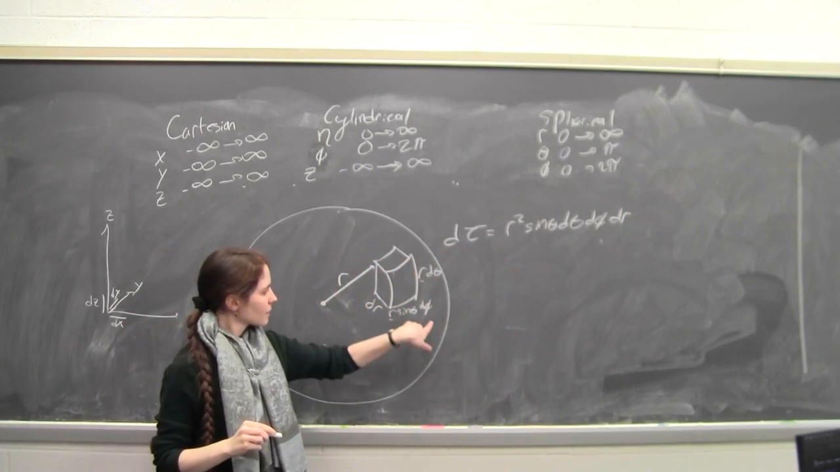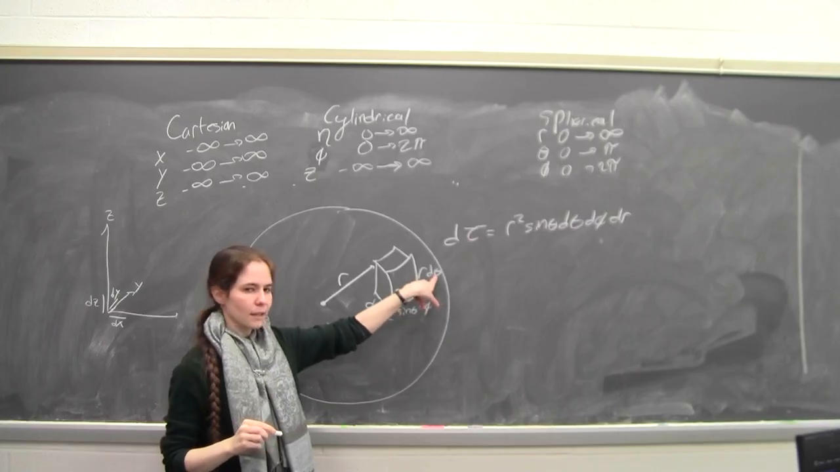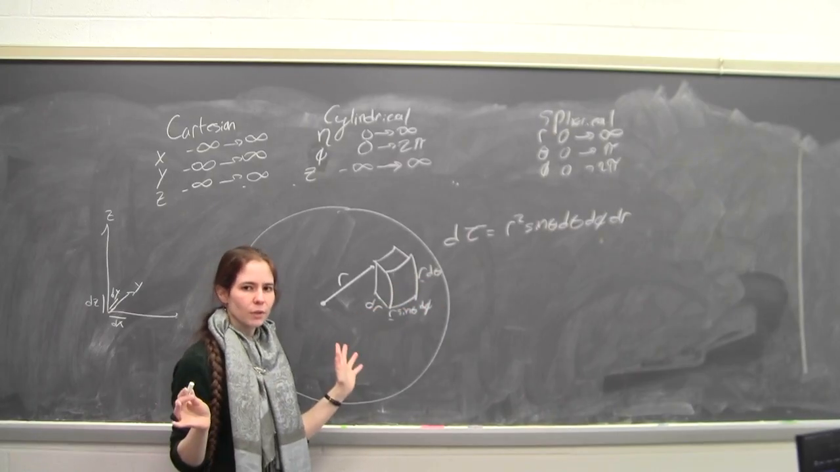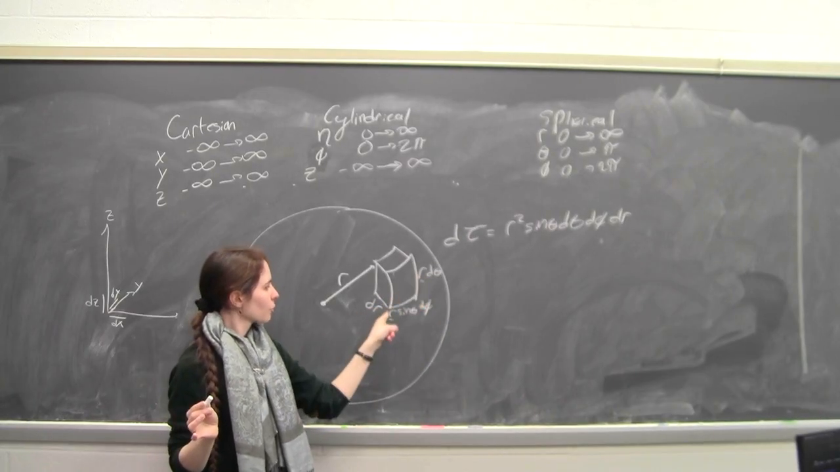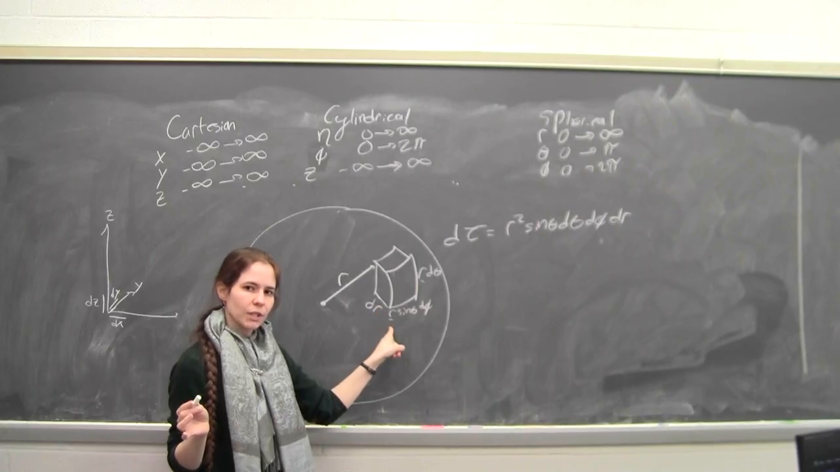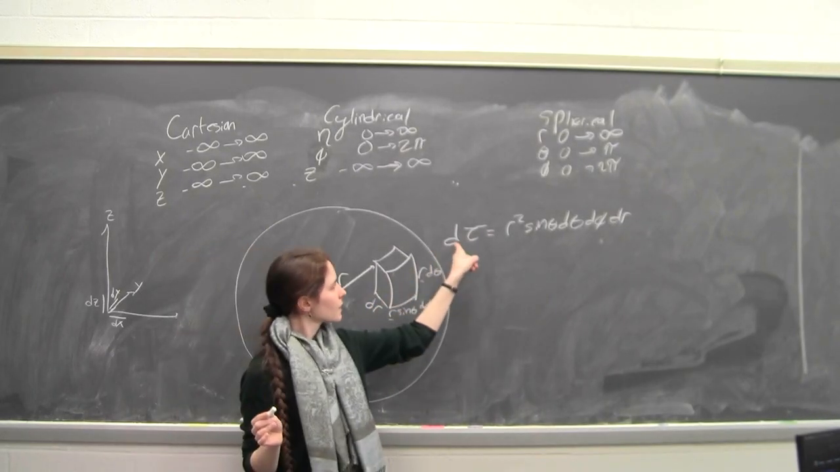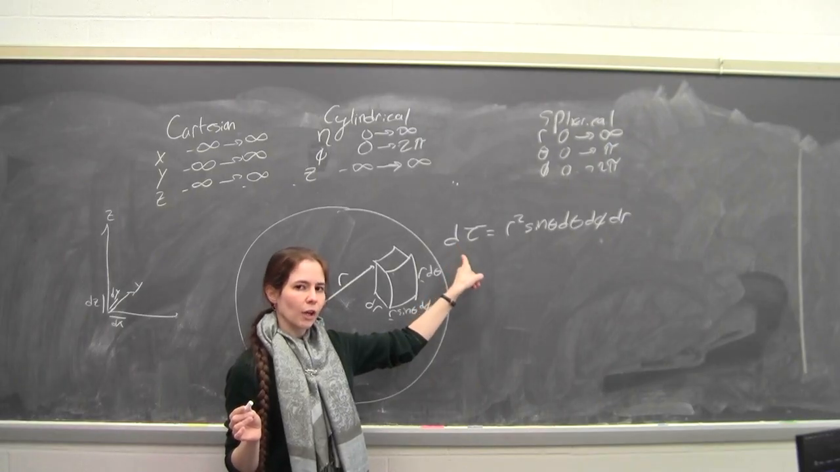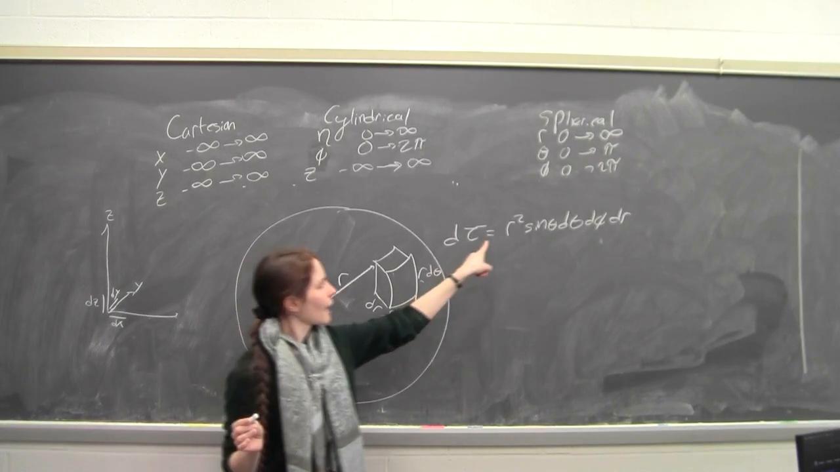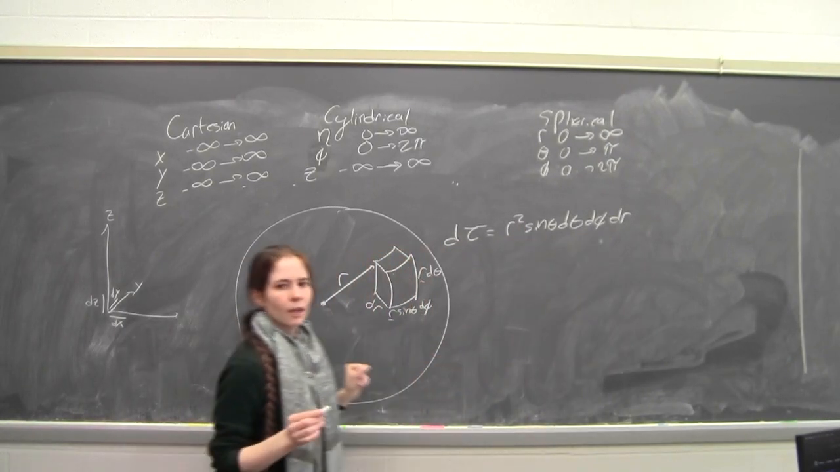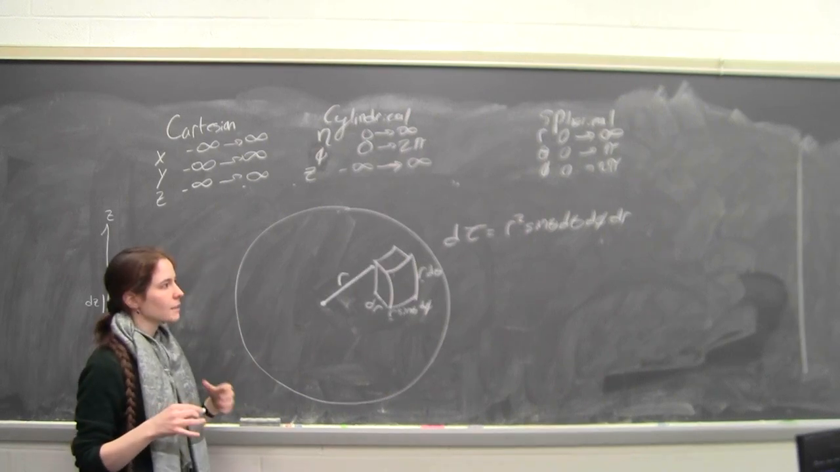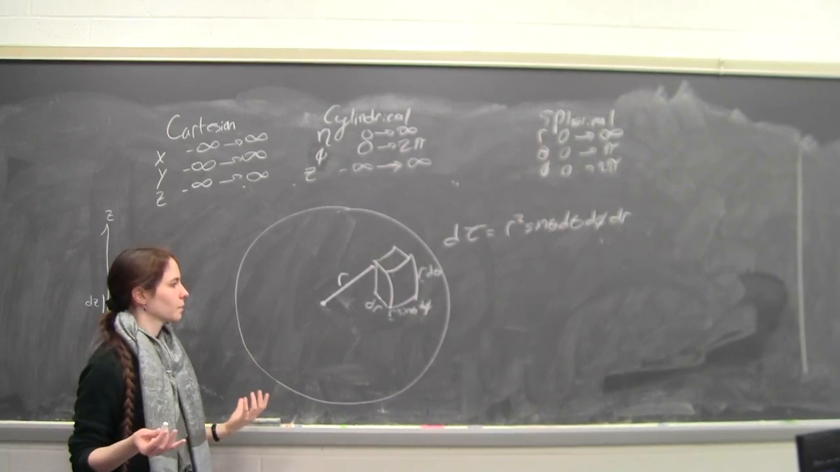So again, sine theta d phi and d theta don't have units of length, but they are both multiplied by an r, which gives them units of length, and dr itself has units of length. So we can see that our final volume element, d tau, has all three factors of length that we need to make it a valid volume.